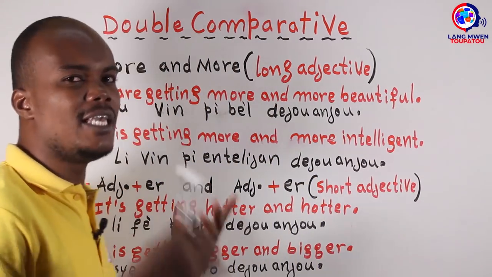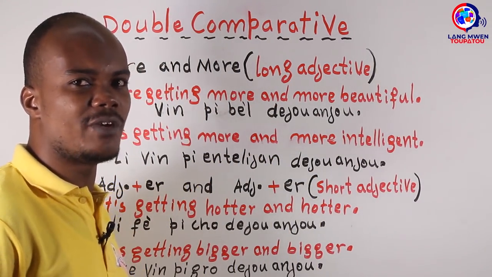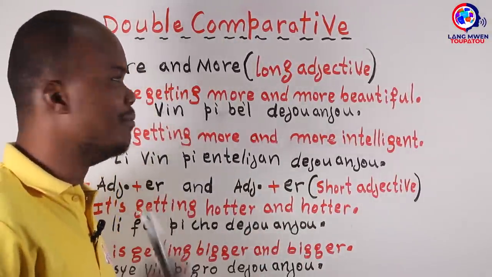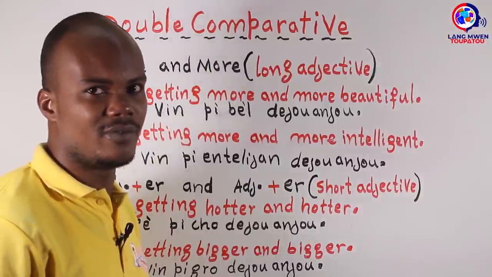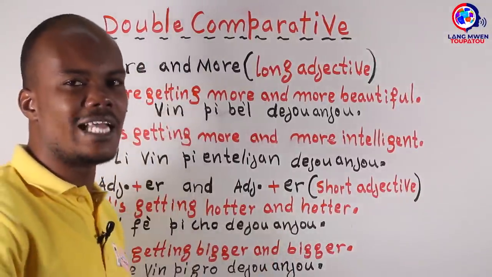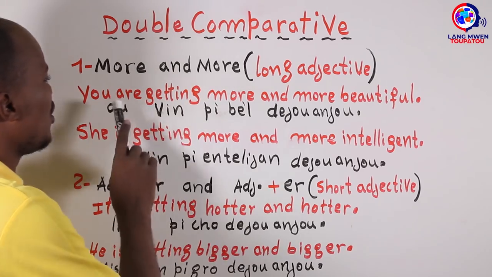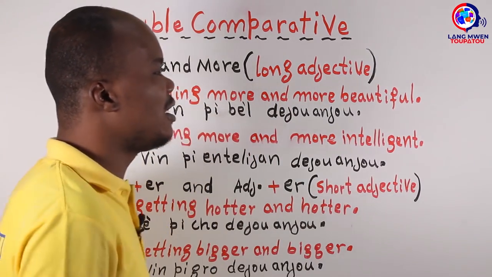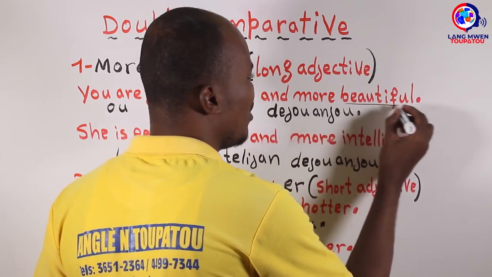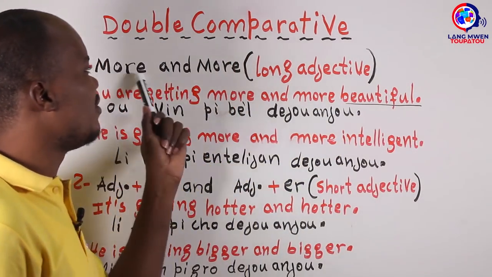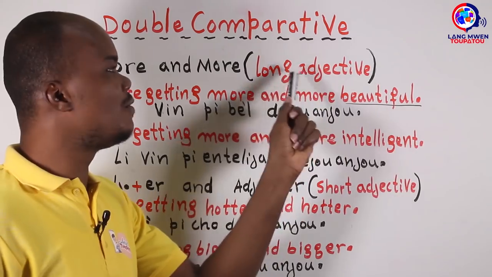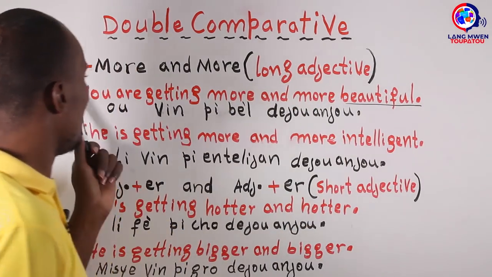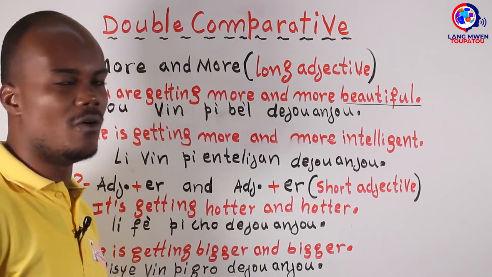So, to say "de plus en plus" in English, the first way, première façon pour dire de plus en plus en anglais, you say more and more. More and more plus the adjective. For example, you are getting more and more beautiful. Do you see? Beautiful is an adjective. After using more and more, the adjective that comes is supposed to be a long adjective. That means it has two or more syllables. Good. You are getting more and more beautiful.